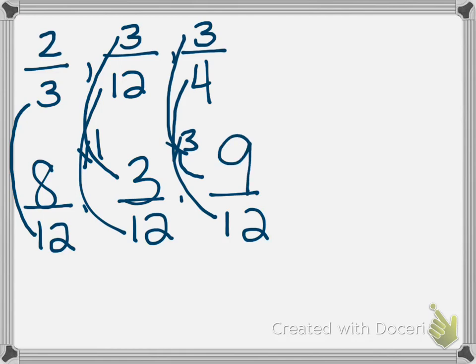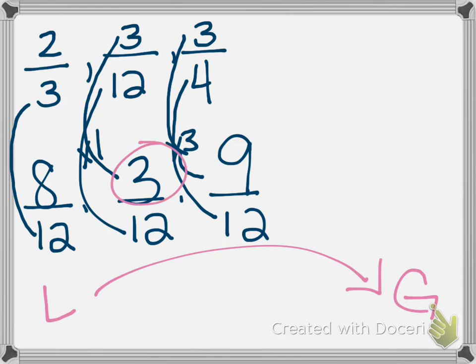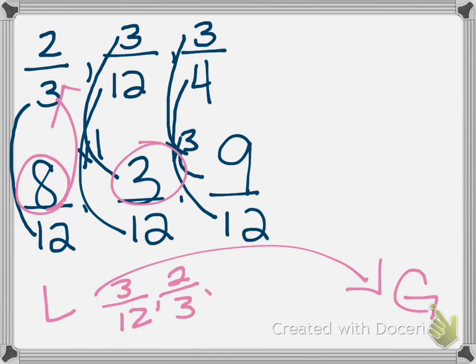Now that I have all of these as a common denominator, it's very easy to order them from the least to the greatest because all I'm doing is looking at the numerator. So the smallest number, 3. The middle number is an 8, which leads me to 2/3. And my greatest number is 9, which leads me to 3/4.